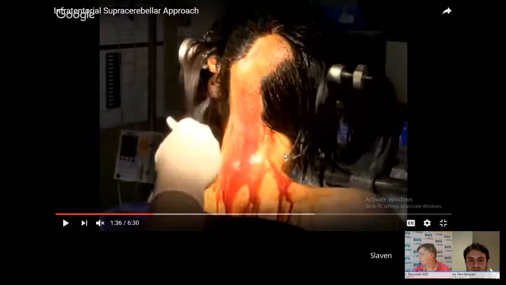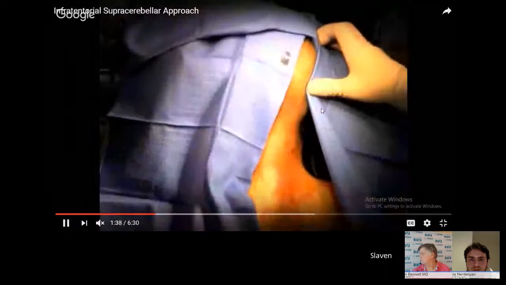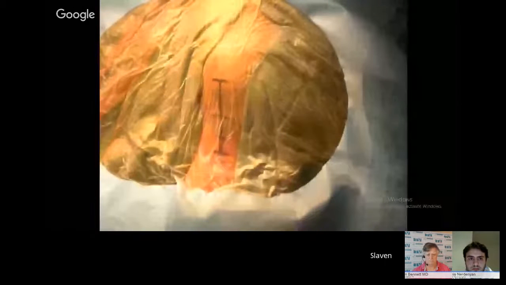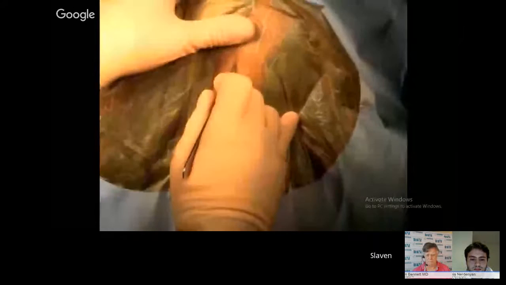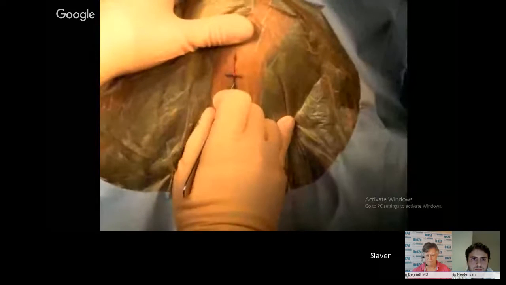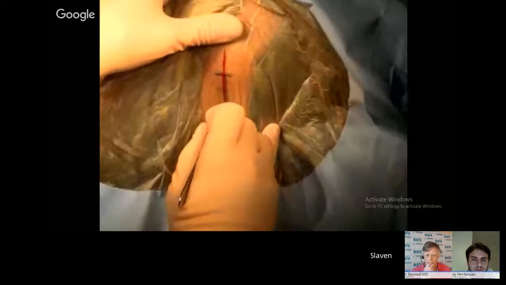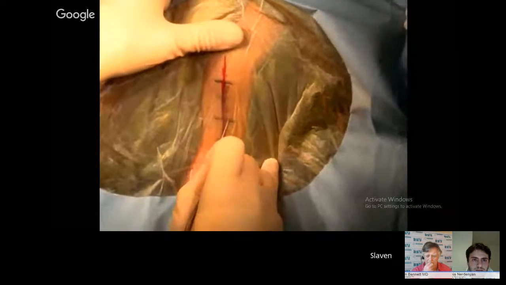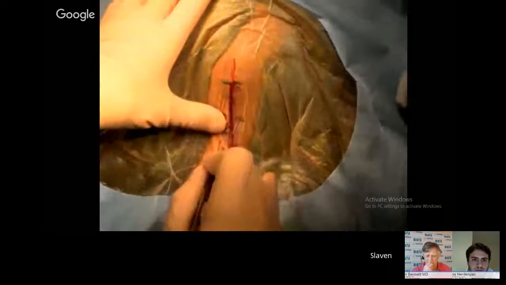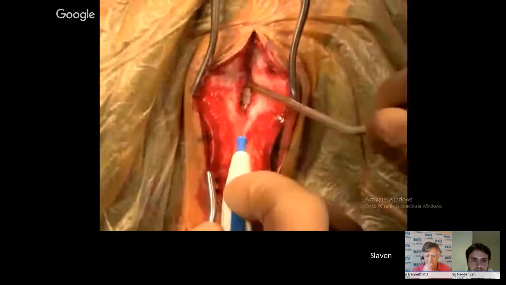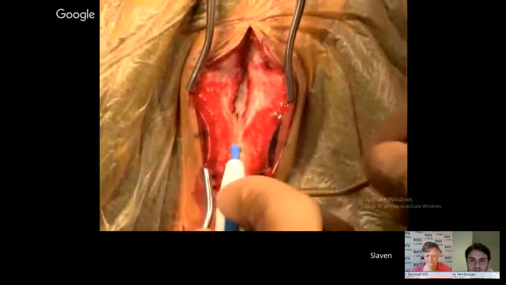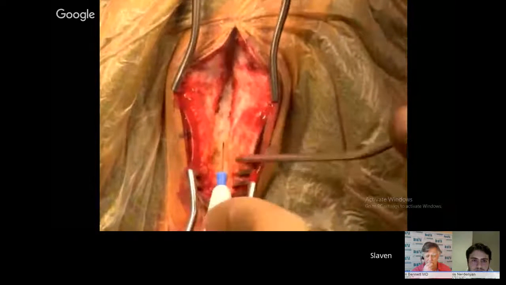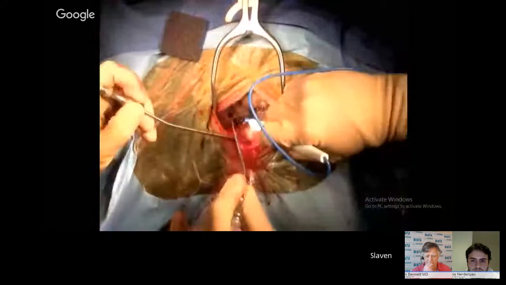I said this approach is very controversial because, for example, in Romania, Stefan Florian has a great experience of this approach, and they're doing basically all the approaches to the posterior fossa via sitting position. In Japan, for example, in Tokyo, this approach is forbidden because of the risk of air embolism. So it's really one of the most controversial topics in neurosurgery today. But I still wanted to show this to you.